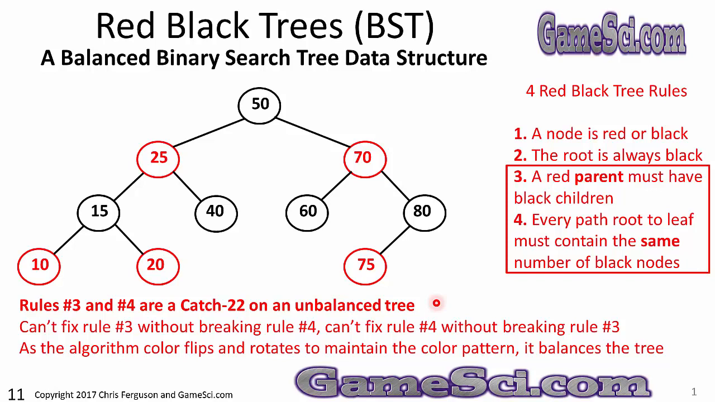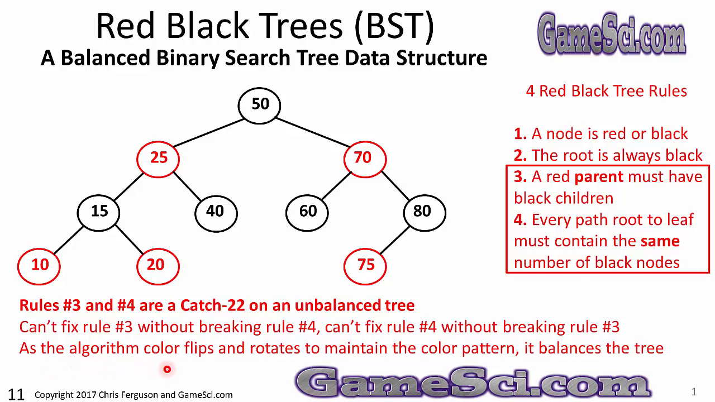Rules number 3 and 4 are a catch-22 on an unbalanced tree. On an unbalanced tree, you cannot fix rule number 3 without breaking rule number 4. And you cannot fix rule number 4 without breaking rule number 3 for an unbalanced tree. The two rules contradict themselves, and you can't fix one without breaking the other on an unbalanced tree.